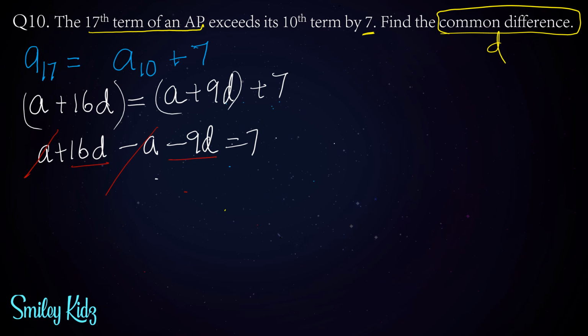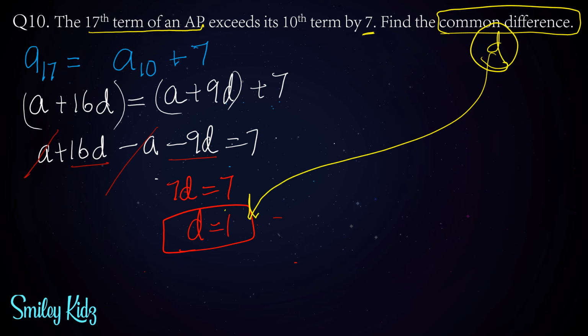What is this? 7D equals 7. And what is the value of D? The value of D is 1. And what are we asked to find out in the question? We are only asked to find out the common difference. And so what is the value of the common difference? The value of D is 1. The common difference is 1.